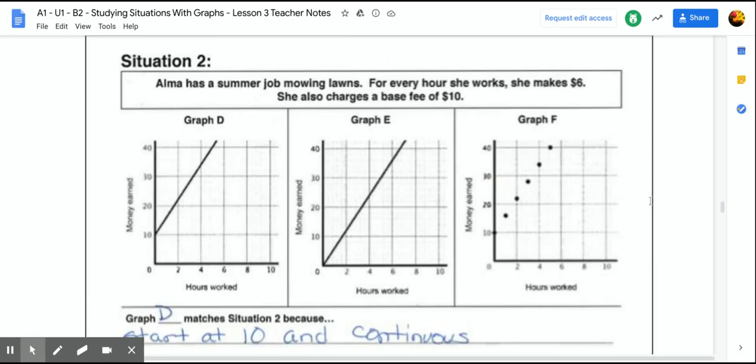Situation 2. Graph D best matches situation 2 because you start at 10 and it is continuous. The line is filled in. You keep working and earning more money.